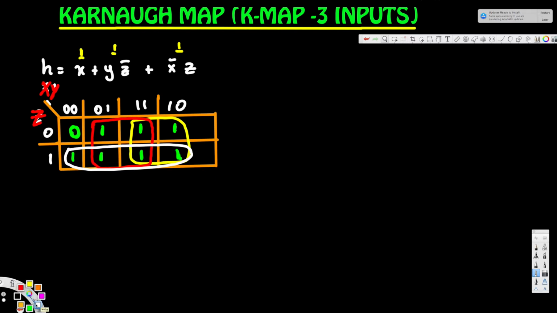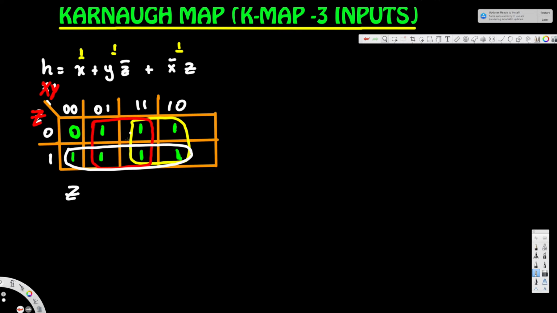For the white one, what is not changing? Here you can see x and y. X is going 0, 0, 1, 1, so x is changing. Y is 0, 1, 1, 0, so Y is also changing. But z is always 1, so z is not changing. So that's the one we put, z alone.